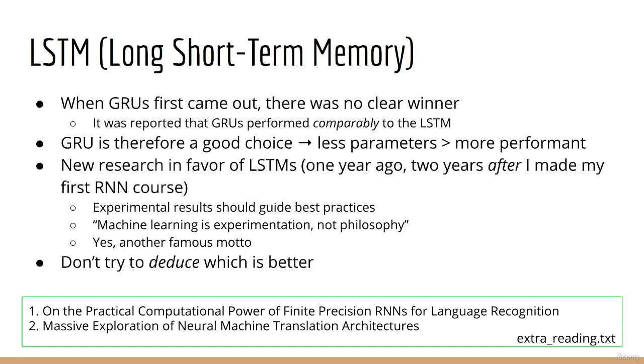There are 2 papers I've attached in extrareading.txt that you'll want to check out. The first is called On the Practical Computational Power of Finite Precision RNNs for Language Recognition, and the second is called Massive Exploration of Neural Machine Translation Architectures. They both conclude that the LSTM outperforms GRUs, and so, given the choice, I would probably choose the LSTM by default.